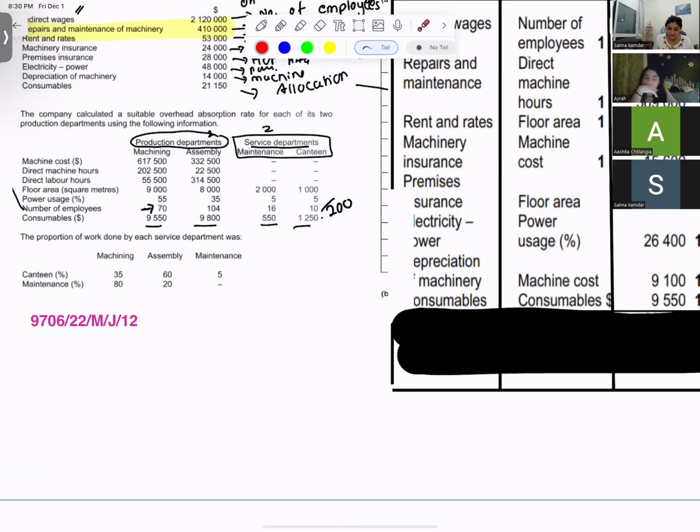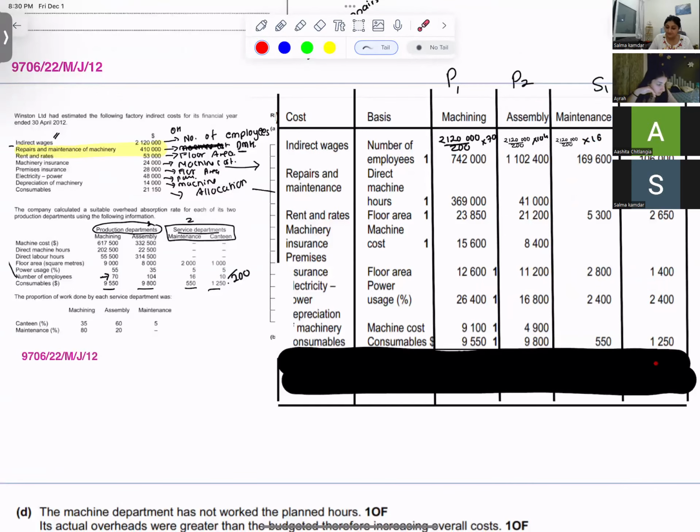So first we are going to reapportion the canteen department cost to the departments to whom they are providing service. We will reapportion the canteen department cost to these departments in the proportion given over here. The proportion of work done by each service department was 35:60:5. So what is the total? 100. So we are going to reapportion the canteen department cost amongst these departments on a suitable basis.